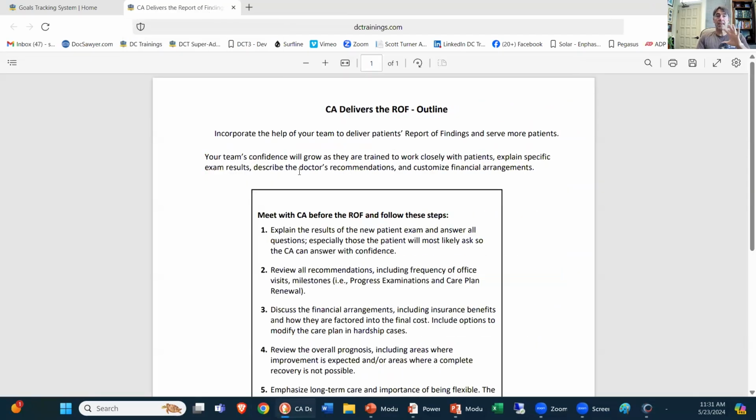So this is the outline overall, and this is kind of a recap of both the script I just read you and the PowerPoint that we did before that. So incorporate the help of your team to deliver patients' report of findings and serve more patients. Your team's confidence will grow as they are cross-trained to work closely with patients, explain specific exam results, describe the doctor's recommendations, and customize financial arrangements.